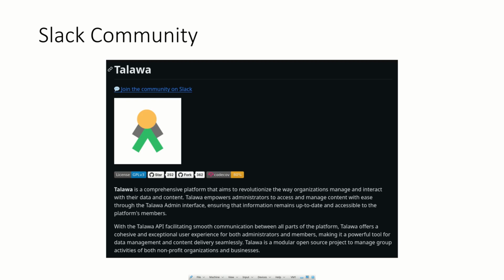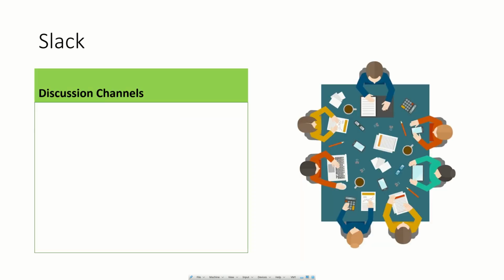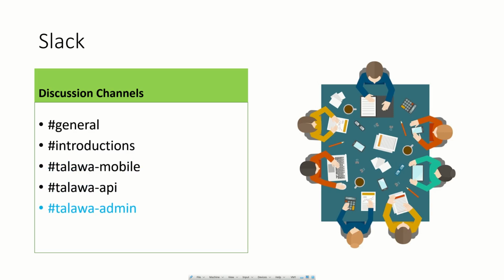Our Slack community can be joined by going to the Talawa repository on GitHub and clicking on the Join Community on Slack link. The Slack community has a number of discussion channels. The first is a general discussion channel where people talk about topics that are of interest to them. We also have an introductions channel and channels for each of our repositories. The ones that I'm going to focus on are Talawa Mobile, Talawa API, Talawa Admin, and Talawa Docs.